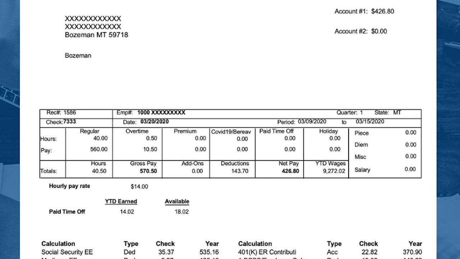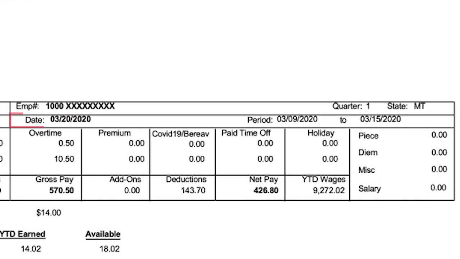In this top section, you will find the receipt number, check number, and the employee number. These items are more for accounting purposes and help them organize their records. Once again, you will find the pay date in this line, the quarter we are currently in, our location by state, and also the period in which you are being paid for.